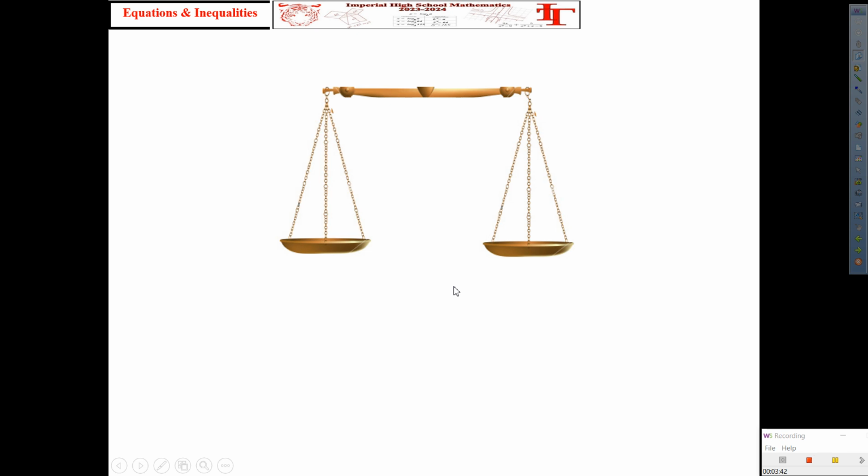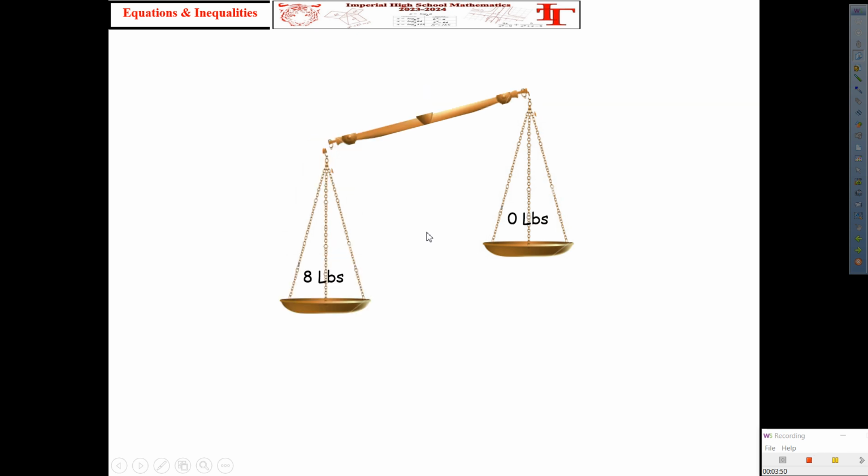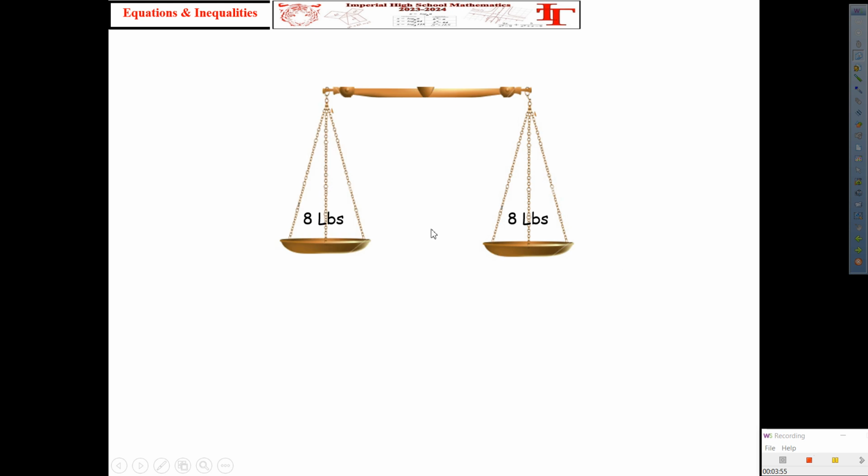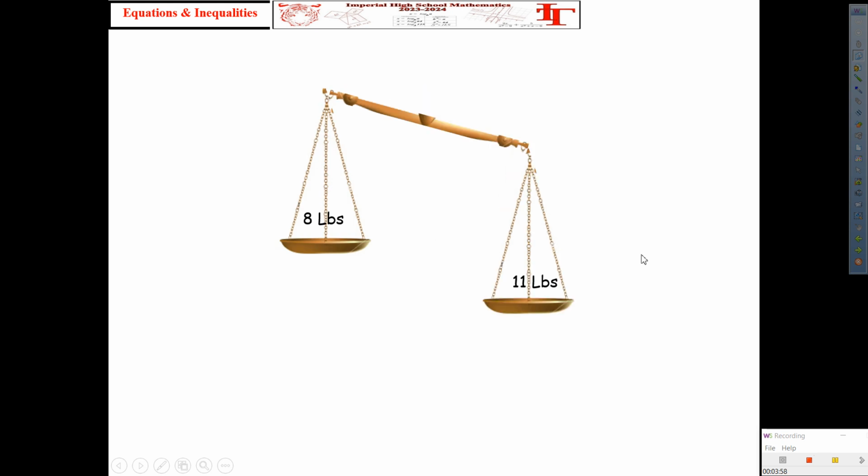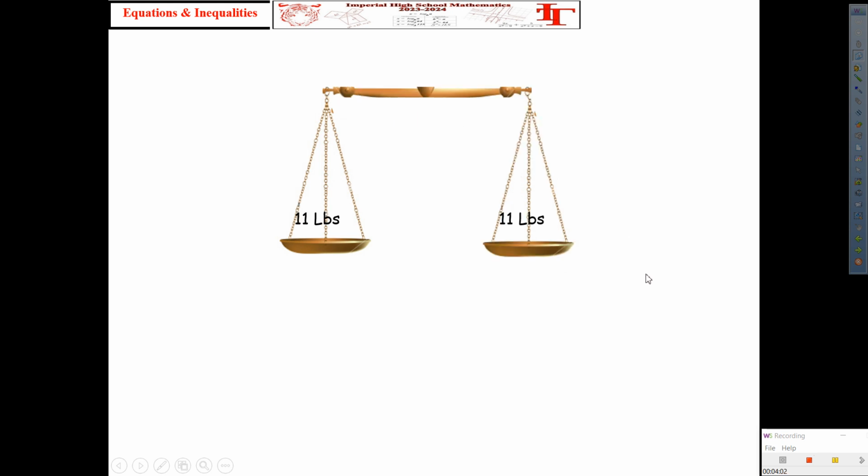I started by introducing equations and inequalities with the scale. You guys remember that? And we said that if we put weight on one side, it goes down. The other one stayed the same. To balance it, we need to do the same thing to both sides. There it is. If I put more weight on the other side, it does the same thing. And that's where we get equations and inequalities. From there, we got our Frayer model going.